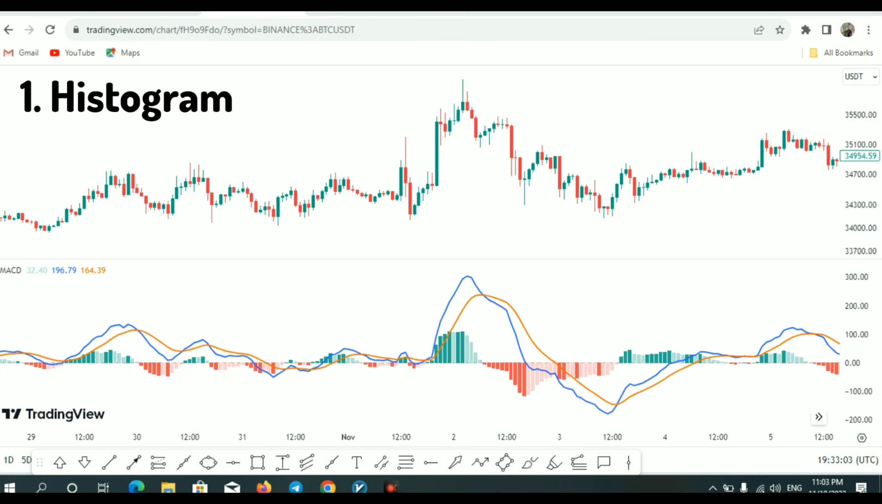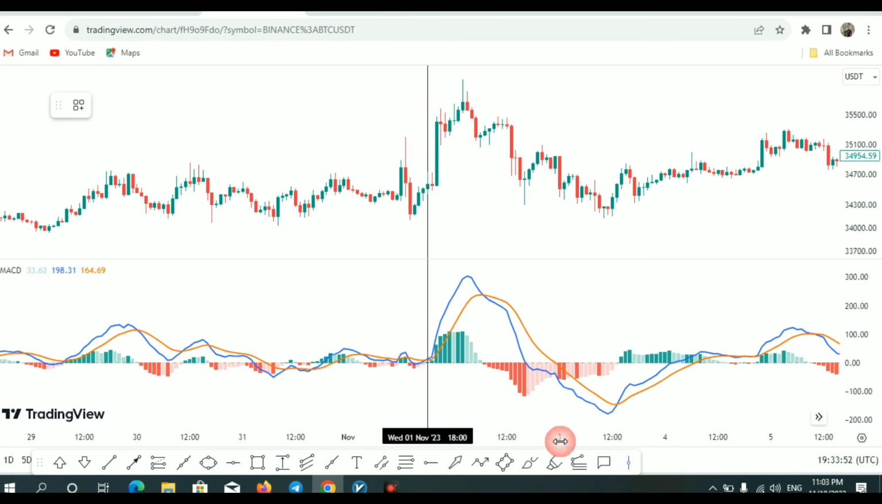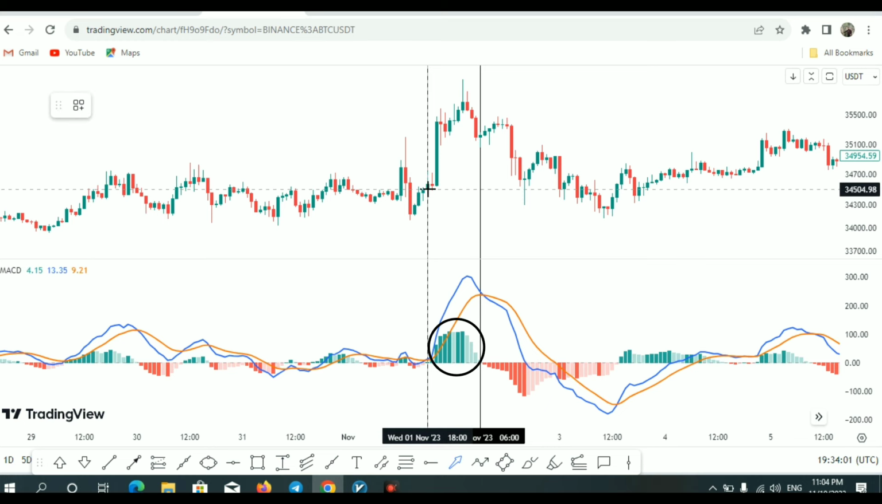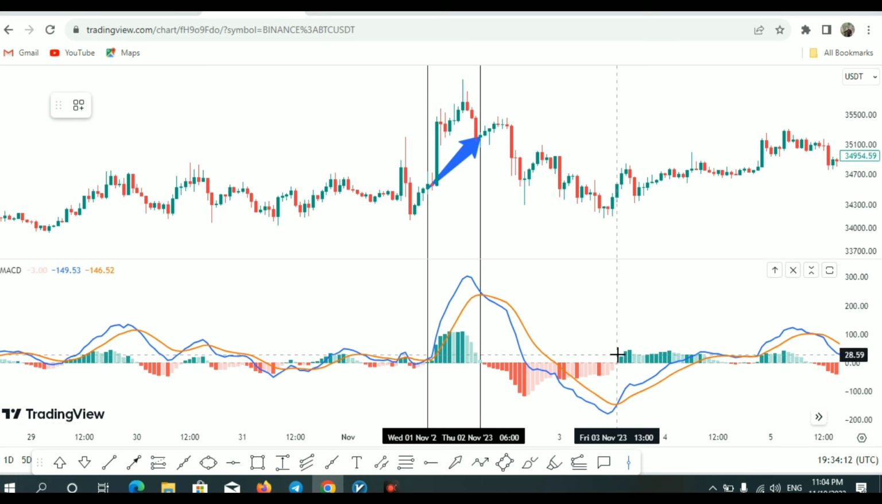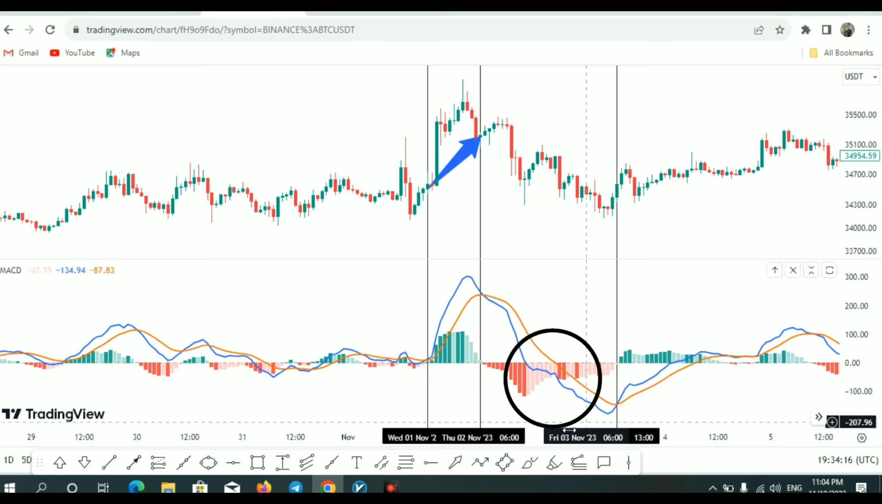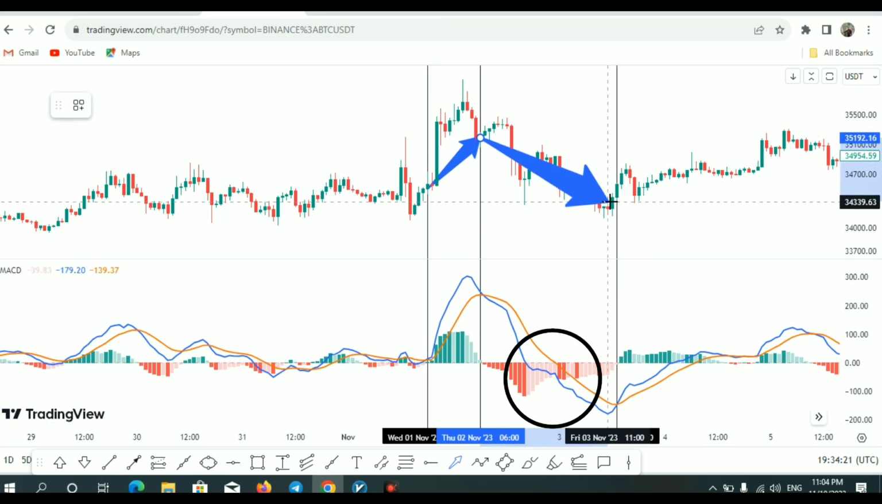1. Histogram. When the histogram is above the zero line, the trend is upward. When the histogram is below the zero line, the trend is downward.